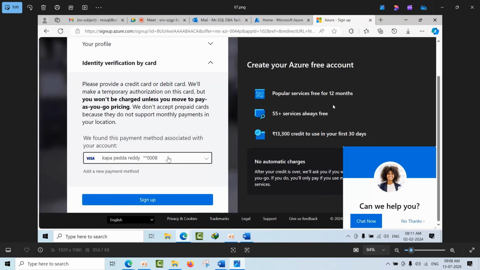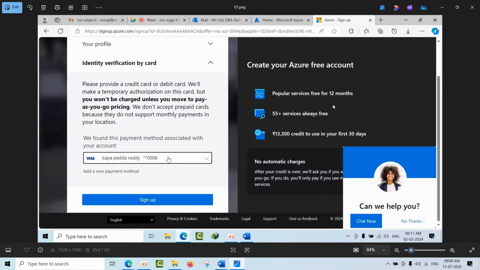It is going to consume up to 13,300 rupees. After that, it is going to stop those services until you manually respond to the email you will get. Once you manually provide that, yes, I need to convert the free subscription to pay as you go, only then it is going to get charged. Otherwise, it is not going to get charged.